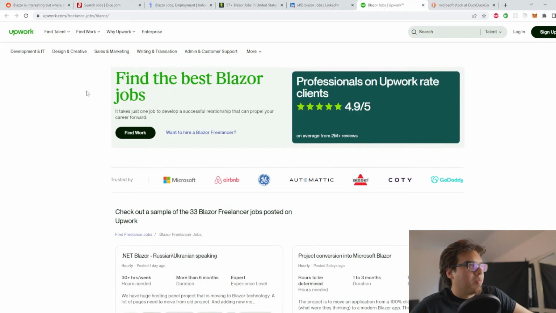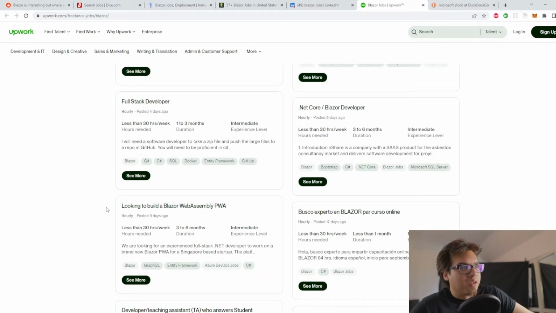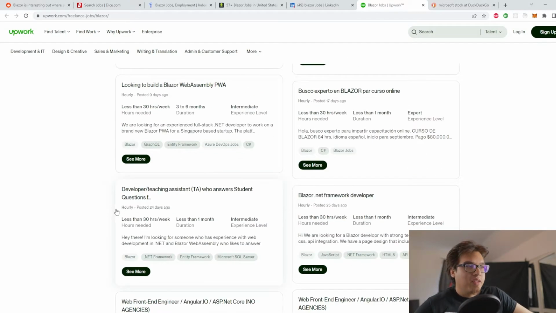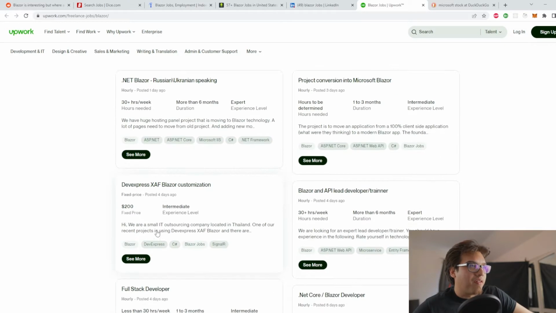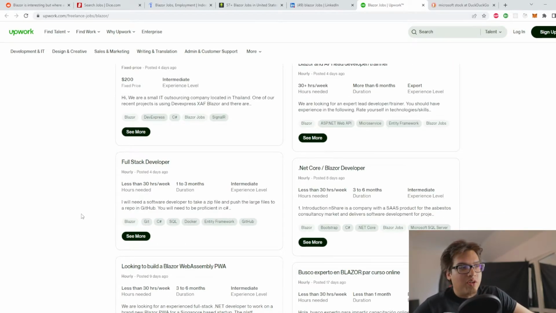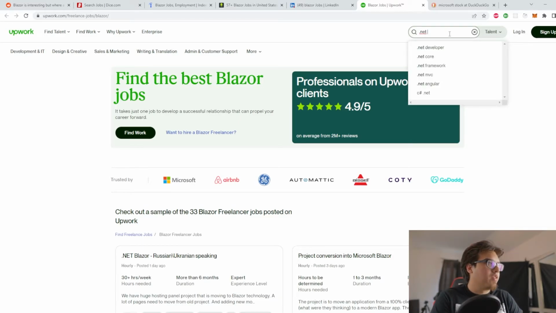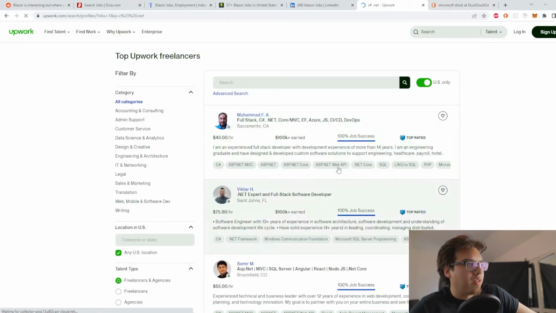Doesn't really tell me how many there are. Oh, 333 Blazor jobs. So they're all contract stuff. So if you want to get in on some contracting, this is another place you could do it. There aren't that many, but they do exist for Blazor only. I'm pretty sure if we just switch it out to .NET, so if instead I look for .NET developer or just C# .NET, you'll find a lot more.